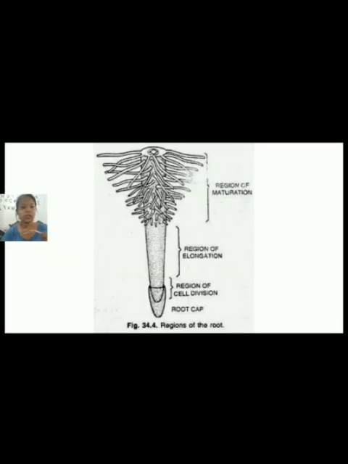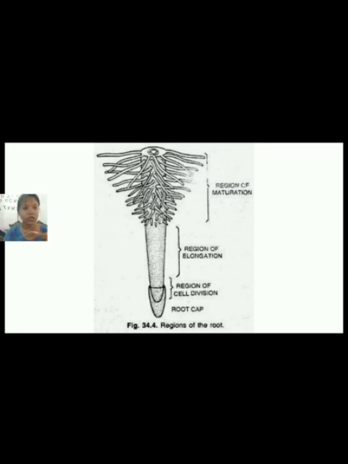So we are at the regions of the roots. As you can see at the tip, you can see the root cap. The root cap is made of cells that protect the roots from mechanical damage. And next is the region of cell division. In this region, cells are perpetually dividing, meaning there's constant generation of new cells. It is where cells constantly regenerate.